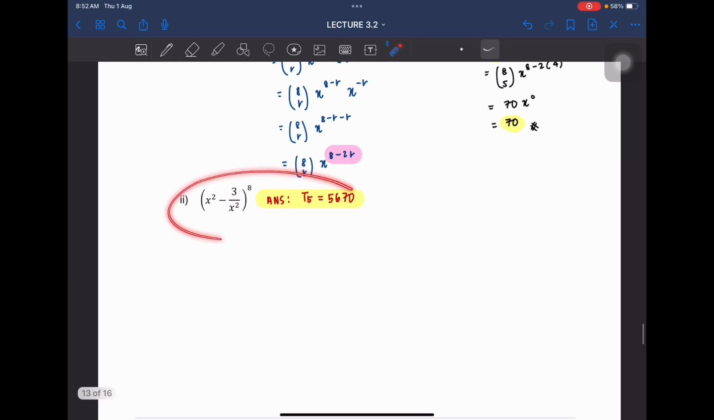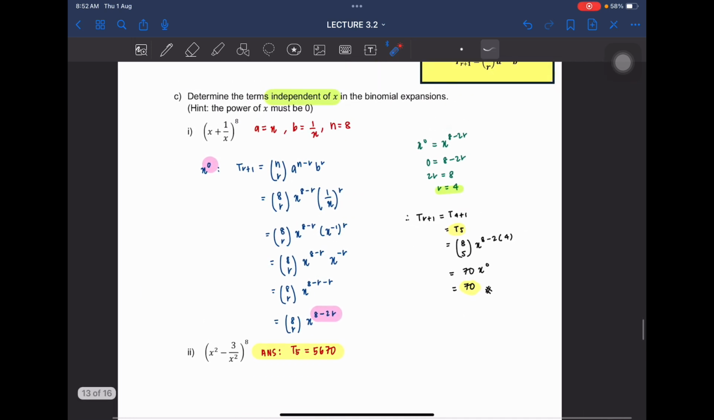Alright, so you can try this one on your own. So the answer is T5 and is equal to 5670. Okay, thank you. That's all for today.